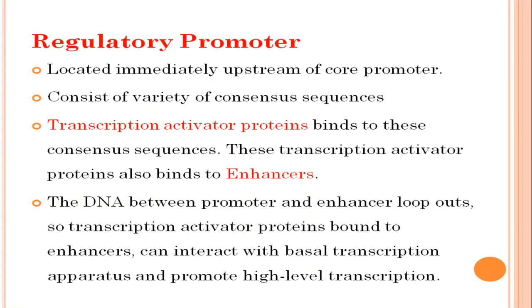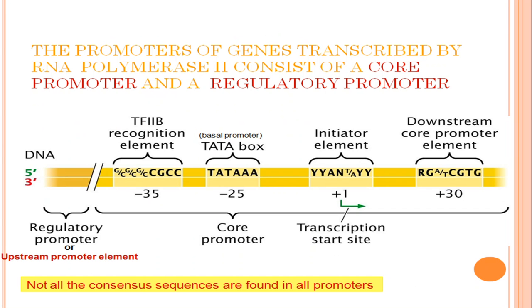The enhancer is located far upstream of the promoter site. The DNA between the promoter and enhancer loops, and the transcription activator protein binds to the enhancer, interacts with the basal transcription apparatus and promotes a high level of transcription. We will see in the picture how the process is carried out. So concentrate, this is the structure of the promoter. This is the transcriptional start site. So keep in mind, students, that the core promoter encompasses a few sequences in the promoter region and a few sequences in the RNA coding sequences.